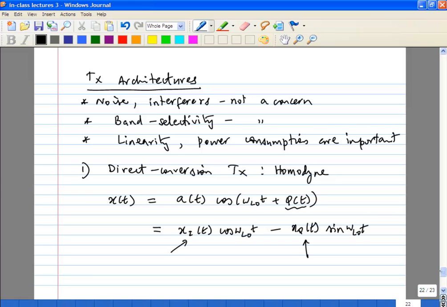In fact, in general, what you will see is the baseband will give you Xi and Xq, but each of them will be a differential signal. So you'll get Xi, Xi bar, Xq, Xq bar. So you'll get 4 lines.